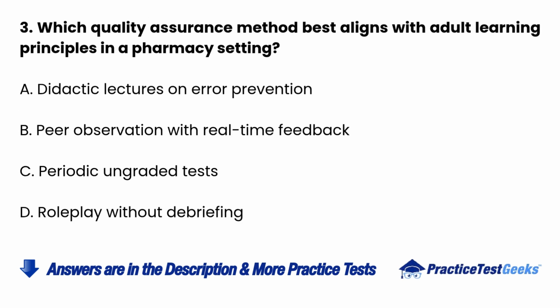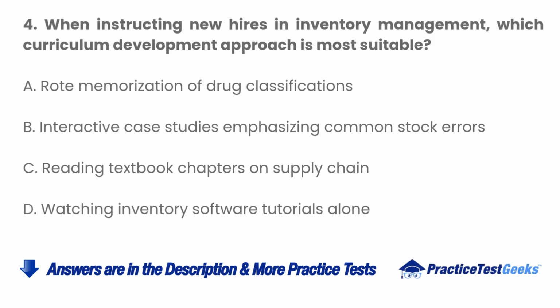3. Which quality assurance method best aligns with adult learning principles in a pharmacy setting? A. Didactic lectures on error prevention. B. Peer observation with real-time feedback. C. Periodic ungraded tests. D. Role play without debriefing.